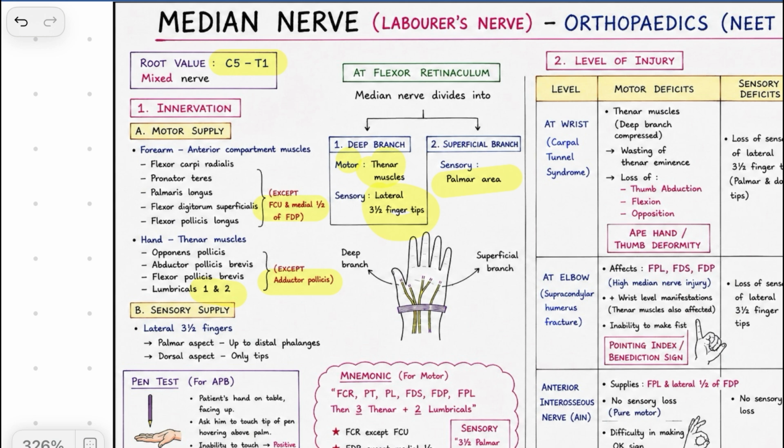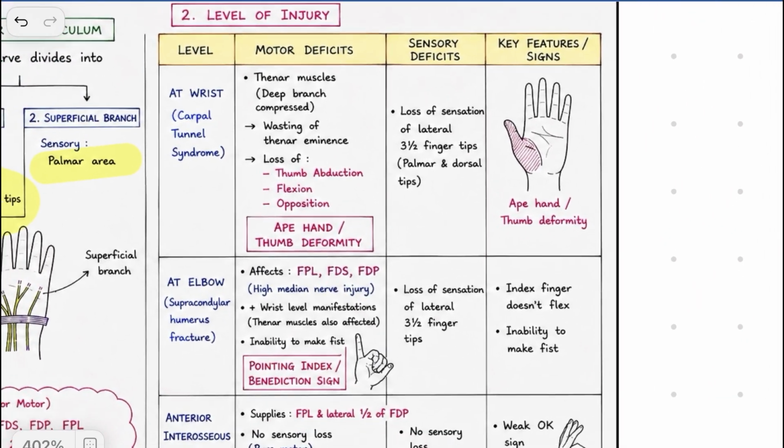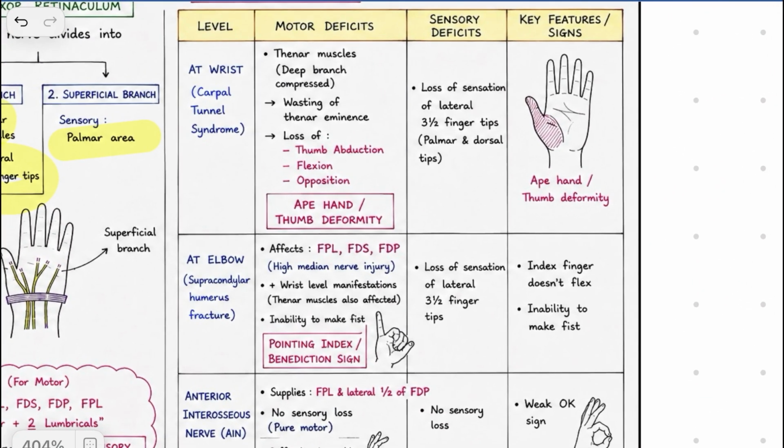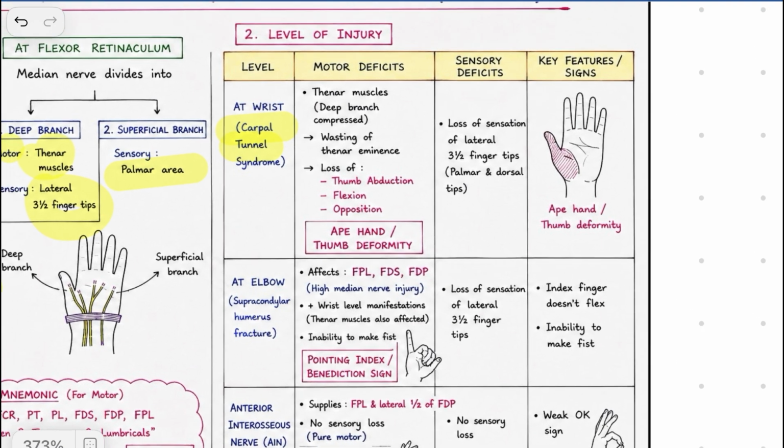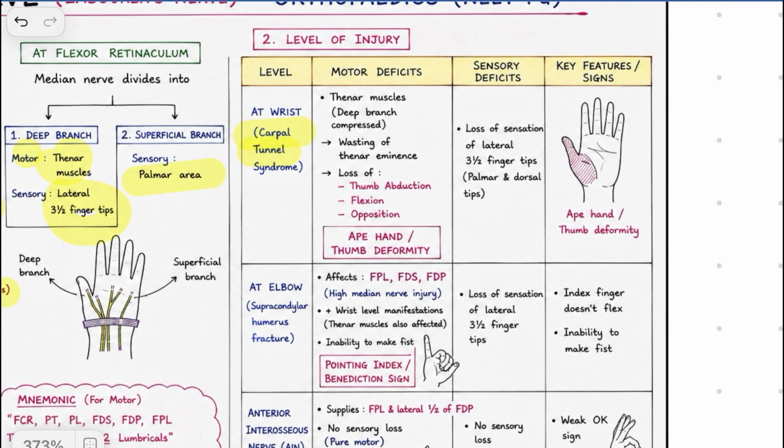Fine, let's get into the levels of injury now. Let's understand this table and then you can answer all the questions that are asked. At the wrist, suppose you have carpal tunnel syndrome. Just remember, there is compression of the deep branch at the flexor retinaculum, and when the deep branch is compressed, that is called carpal tunnel syndrome.